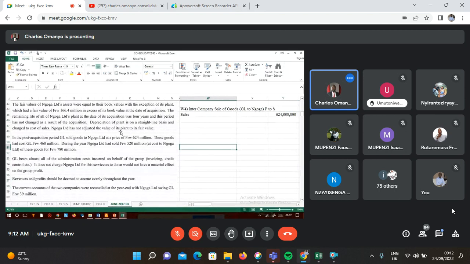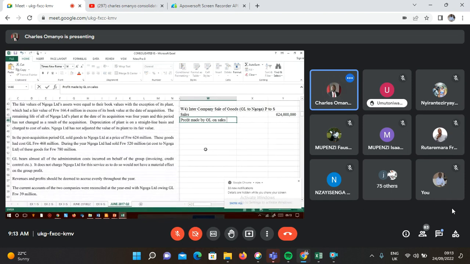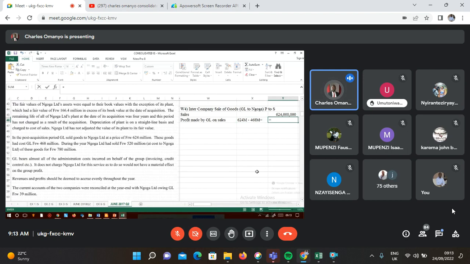Now, next, we are in this second paragraph. We need to continue with it. These goods had cost GL. So GL is the seller. GL sold to Ngonga. These goods had cost GL what? So let's get the profit made by GL on sales. How much profit did they make? Look at this. 624M minus 468M. I'm trying to be slow there so that everyone gets it. So it equals 624 million minus 468, which is 156.